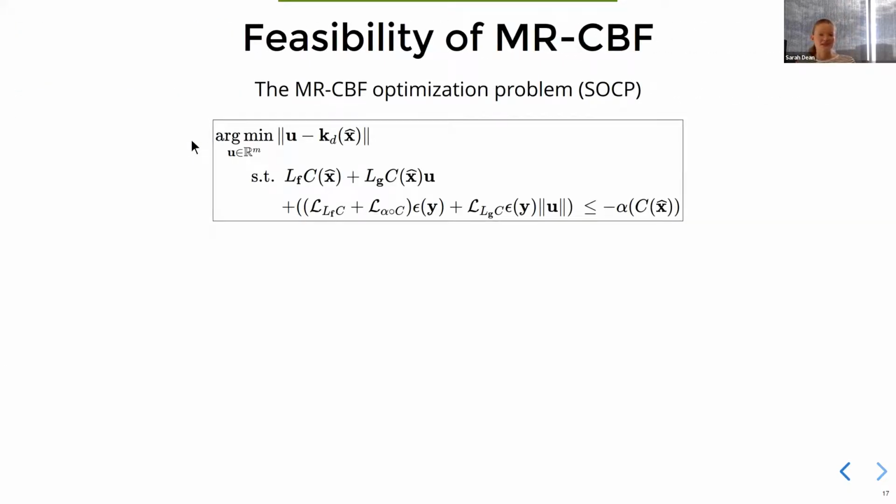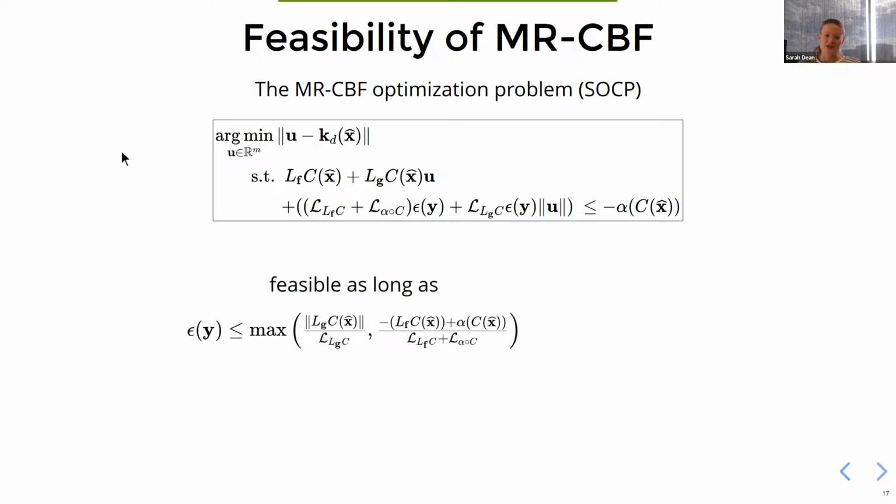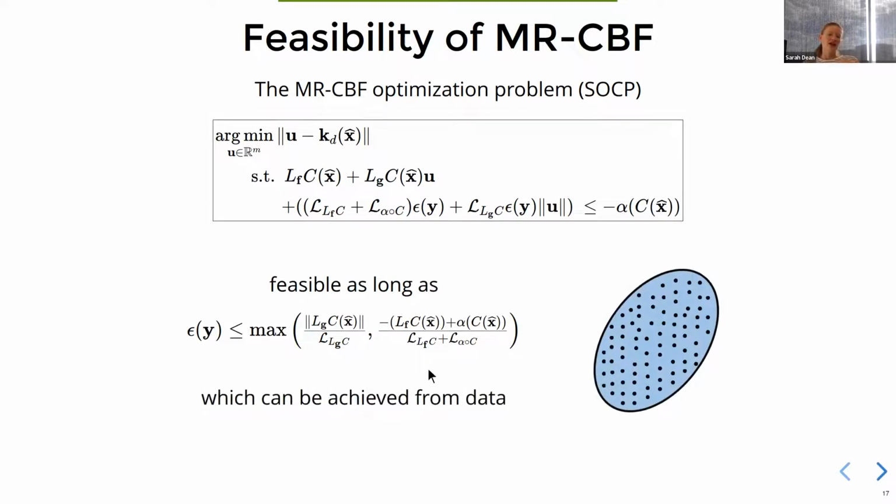Now, when is this problem feasible? Because of the added robustness, the fact that C is a valid control certificate function no longer guarantees feasibility by itself. That means that we may run into infeasibility issues, but we can show that as long as our errors are small enough in a way that depends on each state directly, then we can guarantee feasibility. Essentially, as long as we take dense enough data, right? So we sample the safe set appropriately, we can guarantee feasibility.